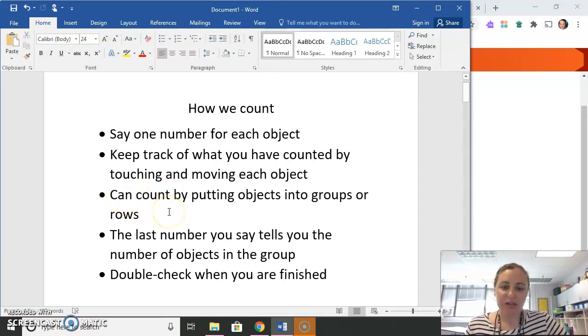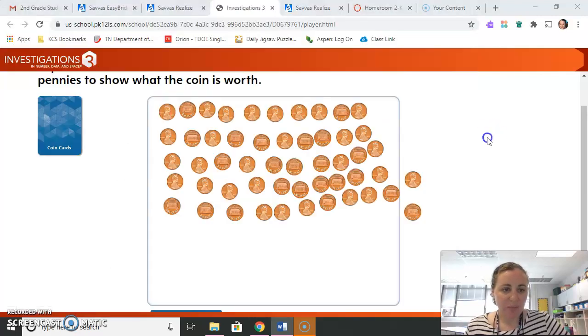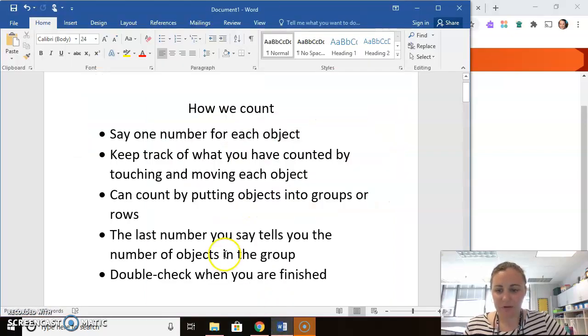You can count by putting into groups or rows. I put my pennies into rows of 10. I like tens. I can easily recount these. 10, 20, 30, 40, 50 to make sure I've done it correctly. The last number I say tells us the number of objects in the group. So the last number I said was 50, so there would be 50 objects in this group.